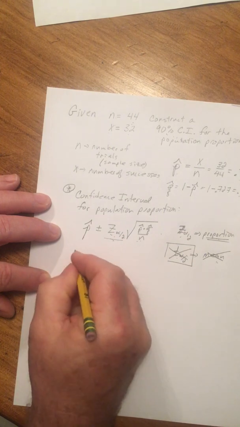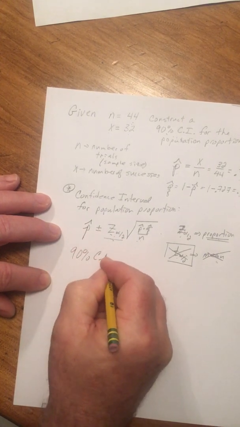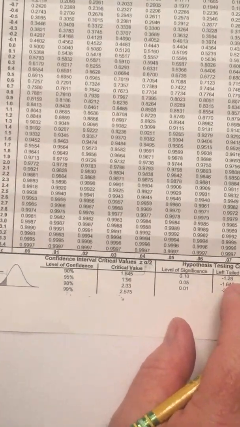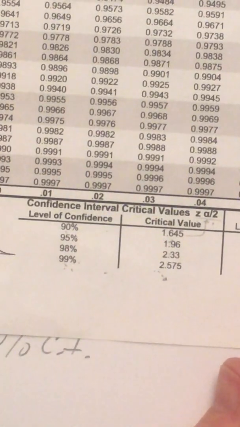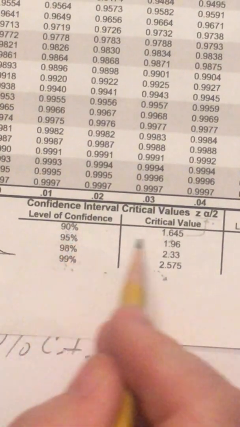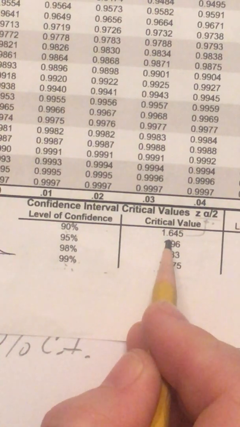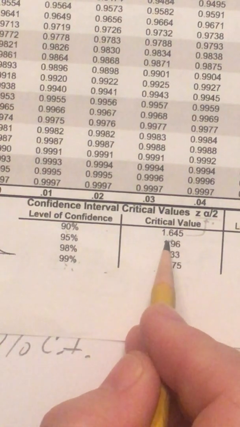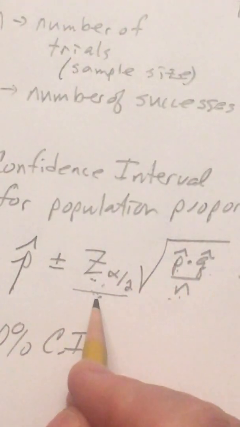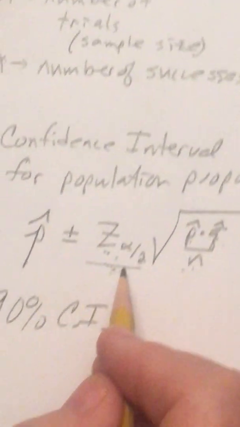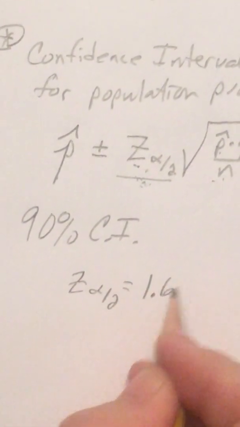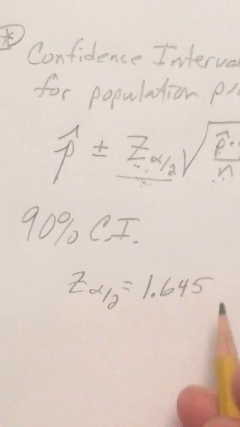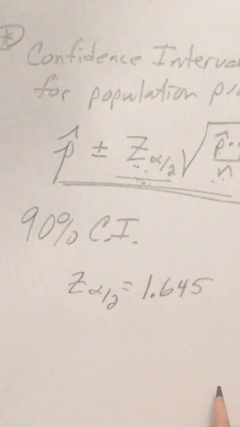Since we're doing a 90% confidence interval, we're going to be using this special table. For a 90% confidence interval, the value we want is 1.645. 1.645 is the value that I want for Z alpha over 2. So for our work, Z alpha over 2 is 1.645. We have all the pieces. All we need to do is put them into this formula and do some computation.